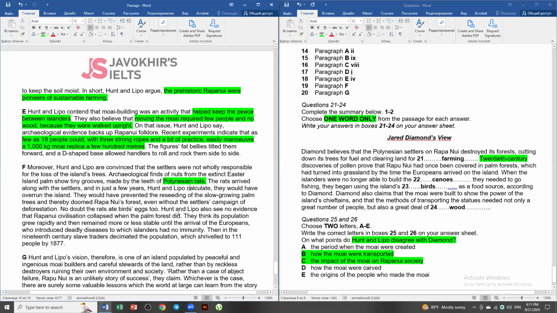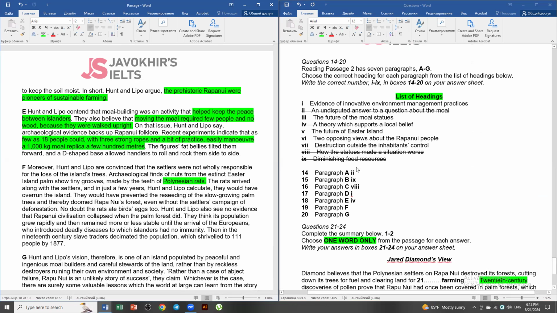And moreover, Hunt and Lippo also see no evidence that Rapa Nui civilization collapsed when the palm forest did. They think its population grew rapidly and then remained more or less stable until the arrival of the Europeans, who introduced deadly diseases to which islanders had no immunity. Then in the 19th century, slave traders decimated the population, which shriveled to 111 people by 1877.